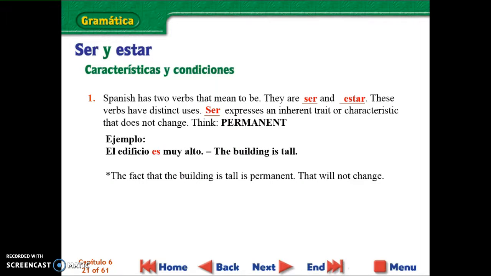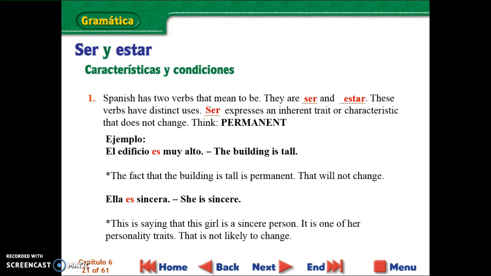So I have some ejemplos. The first one is el edificio es muy alto, which means the building is very tall. The fact that the building is tall is permanent, right? That doesn't change. A building doesn't grow. Okay, unless you build more of it. But regarding this, it's permanent.